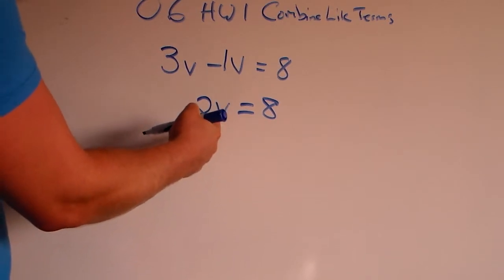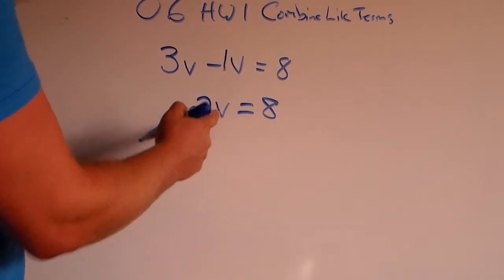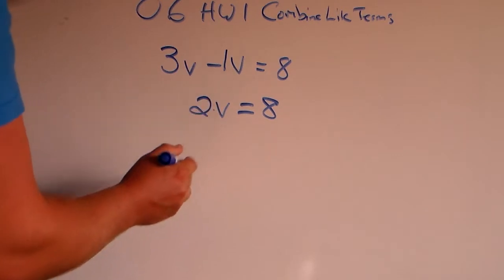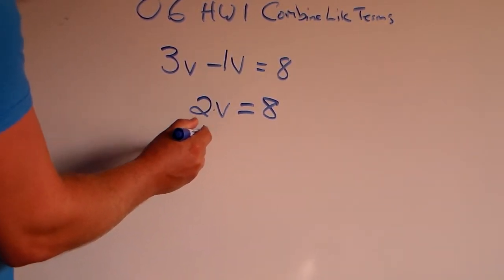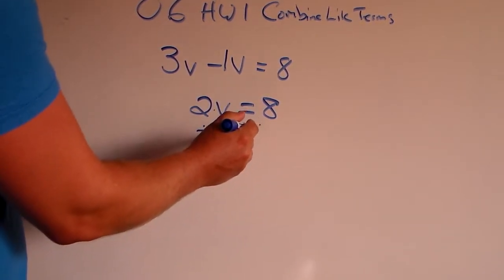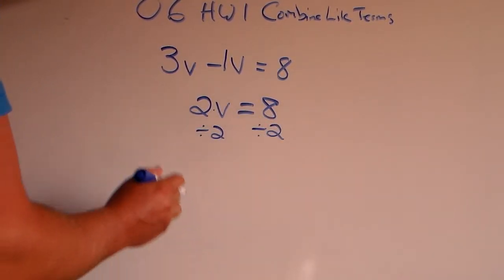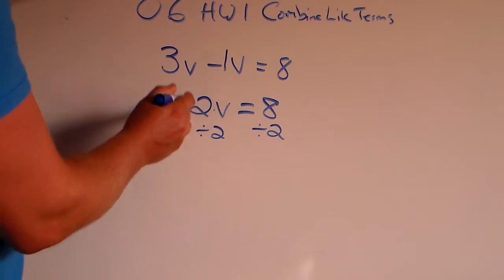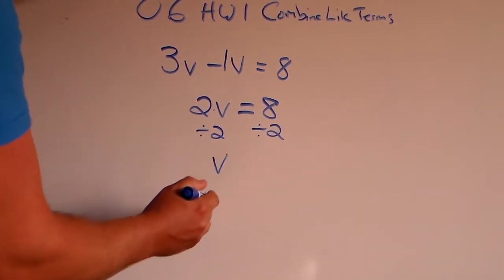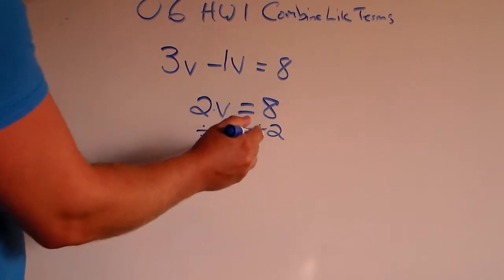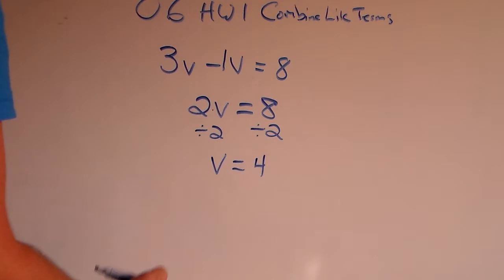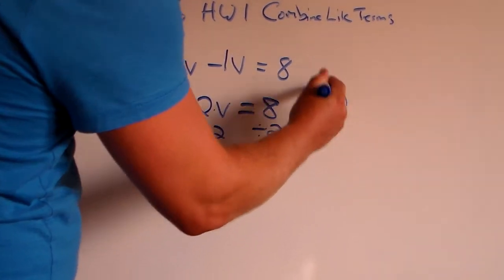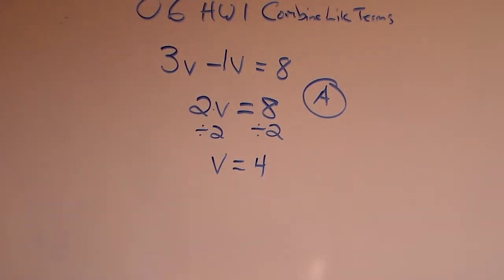Then it's just solving using inverse operations to get v all by itself. This is 2 times v equals 8. So the opposite of times 2 is divide by 2. We do that to both sides of the equal sign. Times 2 and divide by 2, they cancel out. So you have just a v. 8 divided by 2 gets us 4. So our answer is v equals 4, which is option A for problem number 1 in our multiple choice. Next, we'll do problem number 2.